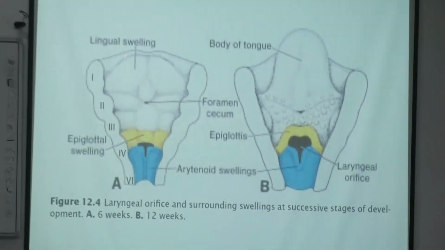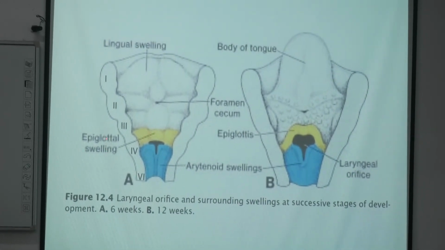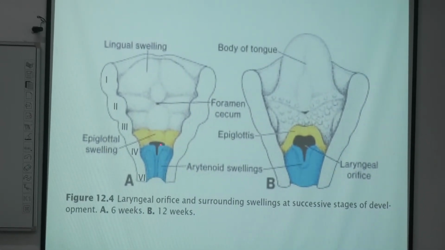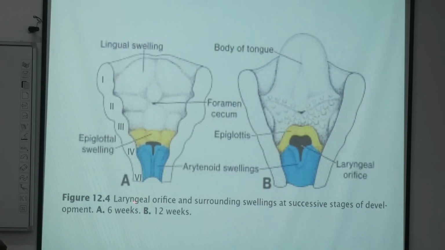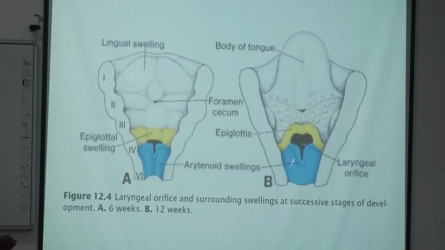See, this is the lingual swelling, this is the foramen cecum, the epiglottal swelling, and this is the T-shaped opening, and these are the arytenoid swellings. Now, in B, this is at 6 weeks, but by 12 weeks, you see the epiglottis, the laryngeal orifice, and the arytenoid swelling here.